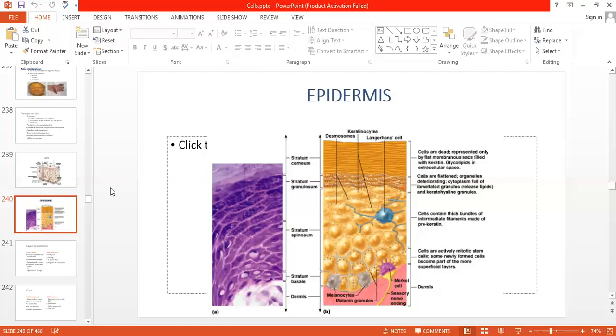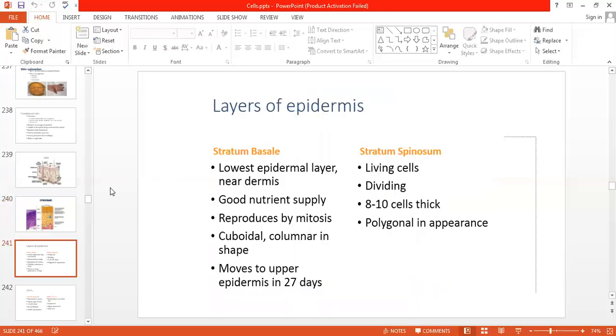The epidermis consists of four layers. Then comes the dermis. So first we have seen the layers of the epidermis, which consists of four sublayers. If you come from the bottom, stratum basale, lower epidermis layer, germinative layer, good nutrient supply, reproduced by mitosis. Cuboidal columnar cells are there in shape. Move to upper epidermis within 27 days. Then the second layer, bottom to upward, living cells, stratum spinosum, living cells, dividing, 8 to 10 cells thick, polygonal in appearance.